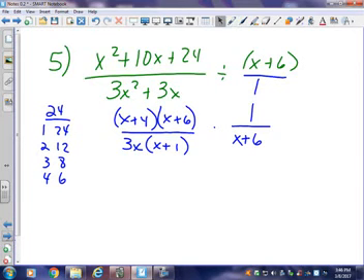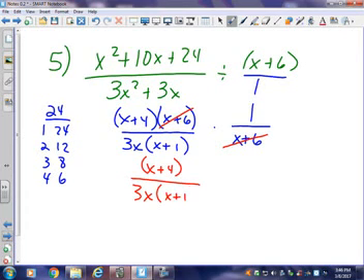Now as we said before, any numerator parentheses can cancel a denominator parentheses. But that's all I have that cancels in this problem. So I put back everything else that's left for my final answer.